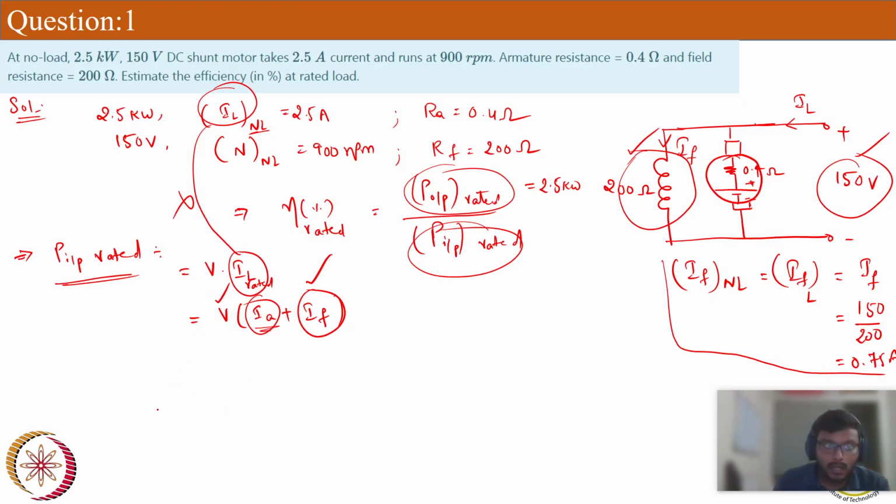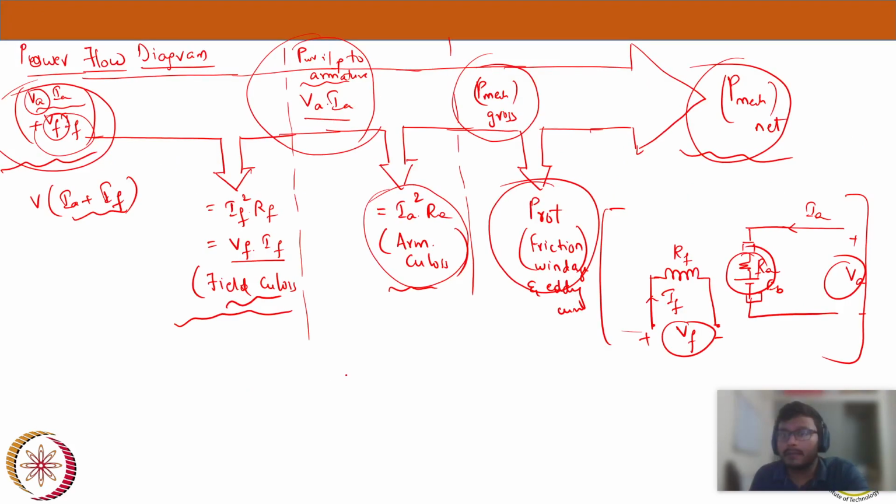I will write an equation from the power flow diagram. From the power flow diagram, I need some relation to calculate this IA. If you see this power flow diagram, the power input to the armature is VIA. It equals armature copper loss plus rotational loss.